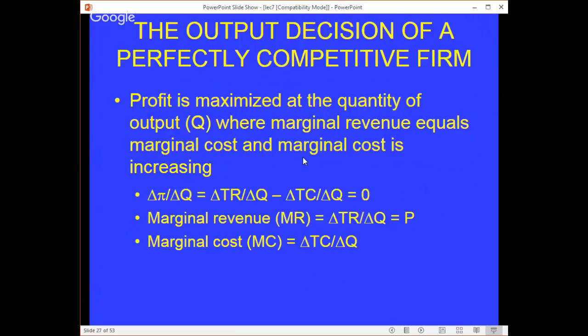Profit is maximized at the quantity of output where marginal revenue equals marginal cost, and marginal cost is increasing. This slide should have been up further. Sorry, guys.